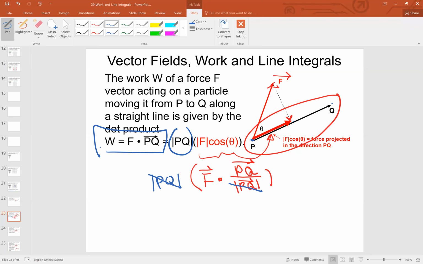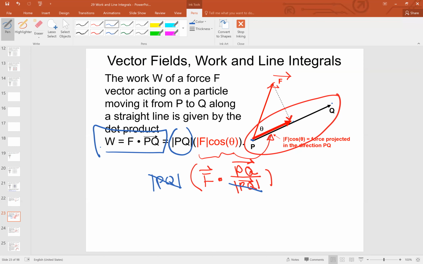So that's one interpretation of dot products. One of the vectors is a force, and the other can be interpreted as a displacement. Then the dot product is how much work is done for the displacement of the object. And that is very useful.